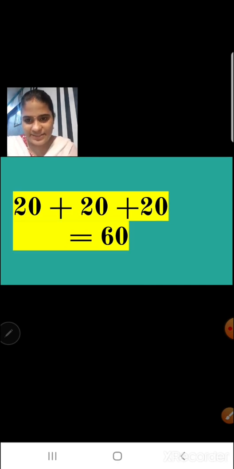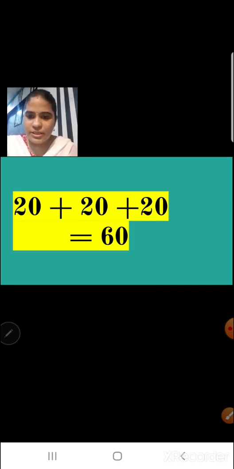Children, look at this picture carefully. Here, Ram, Sham and Mohan are 3 friends. All the friends have 20 marbles each. So, Ram has 20 marbles, Sham has 20 marbles and Mohan has 20 marbles. Children, how many they have in all? Yes, that means we have to add. That is 20 plus 20 plus 20, which is equal to 60.